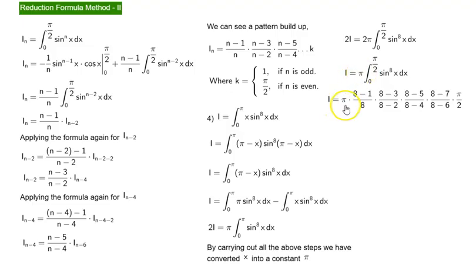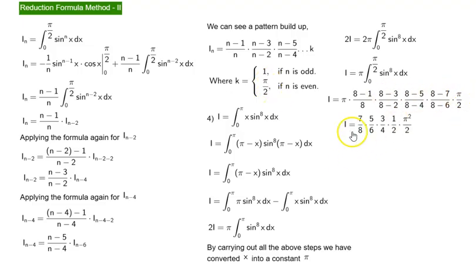I is equal to pi times 8 minus 1 by 8, times 8 minus 3 by 8 minus 2, times 8 minus 5 by 8 minus 4, times 8 minus 7 by 8 minus 6. And we can stop at this point as far as this pattern is concerned. Why? Because what will happen next in the denominator is 8 minus 8, so in the denominator we'll end up with 0. So we stop at this point. Times, and since 8 is even, the last factor would be pi by 2.